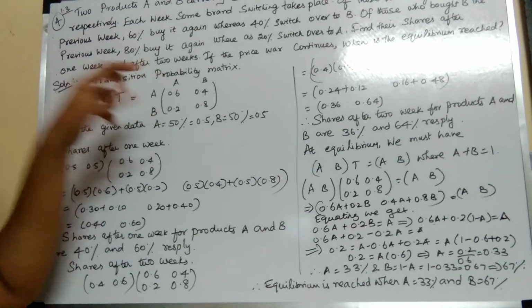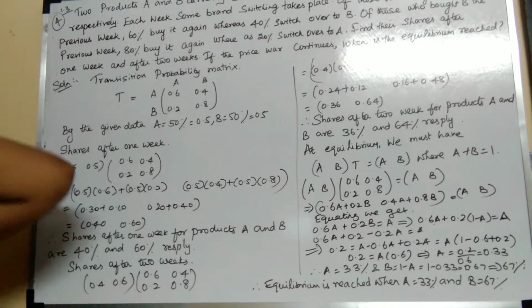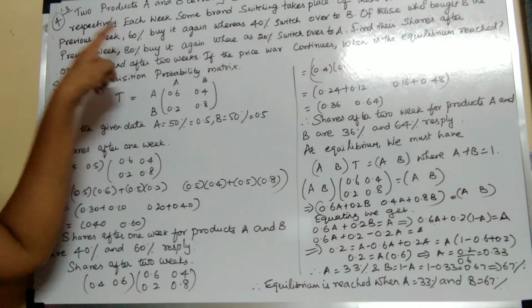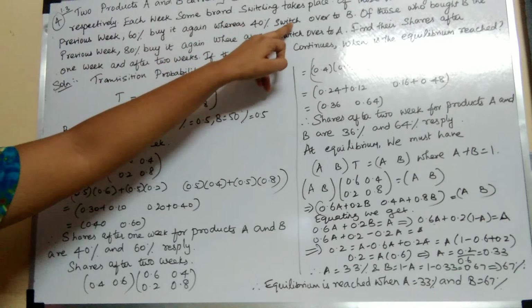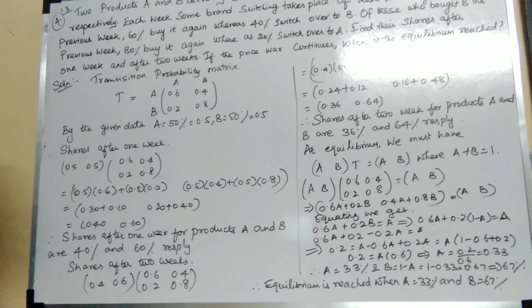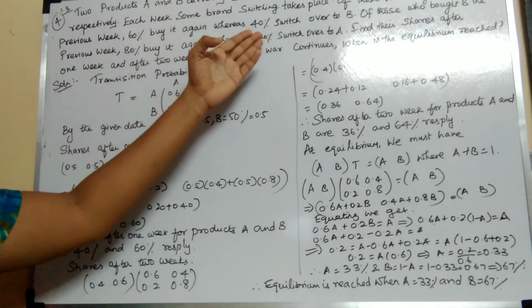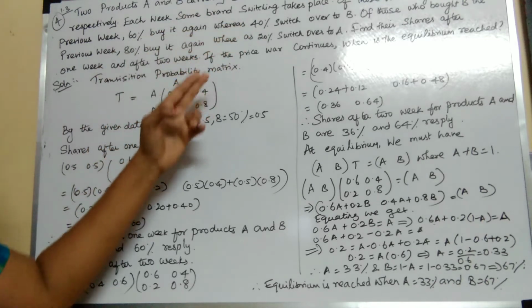Now, two products A and B share the market 50% each. Each week some brand switching takes place. So what is this switching? For the previous week, 60% buy A again, whereas 40% switch over to B. So how will you write it? 60% means 0.6, 40% means 0.4.